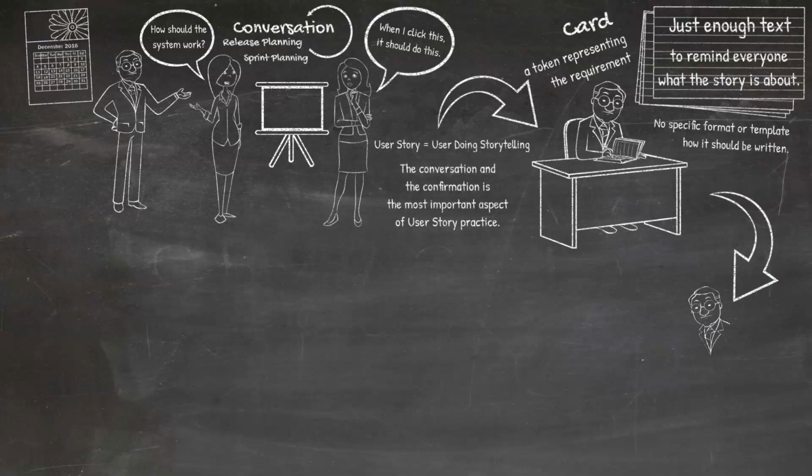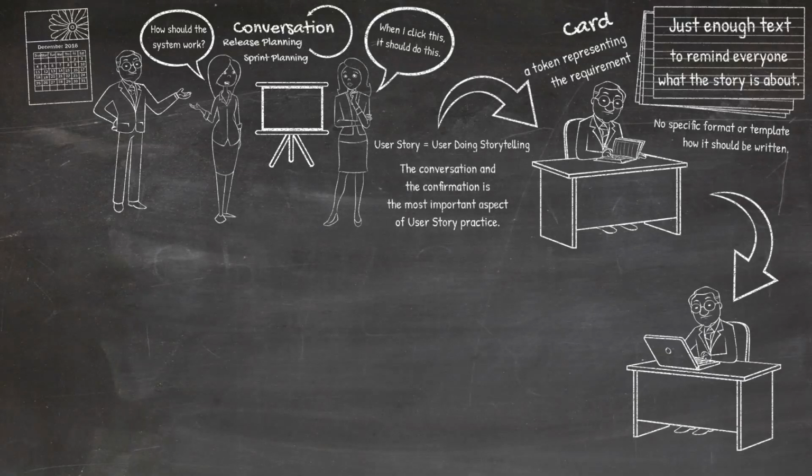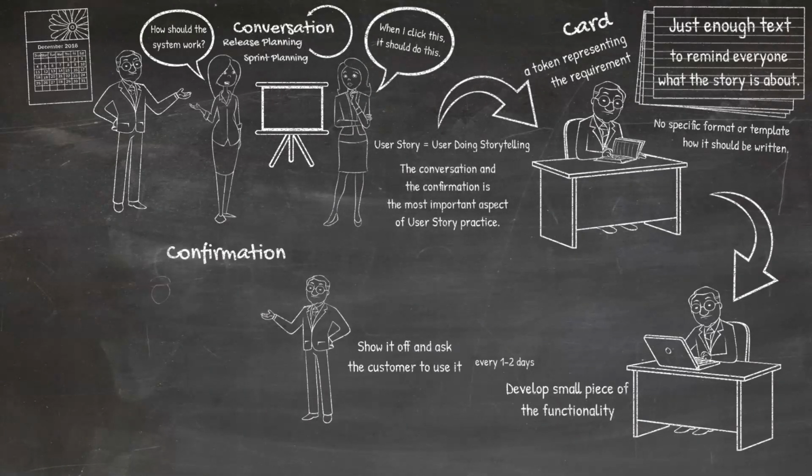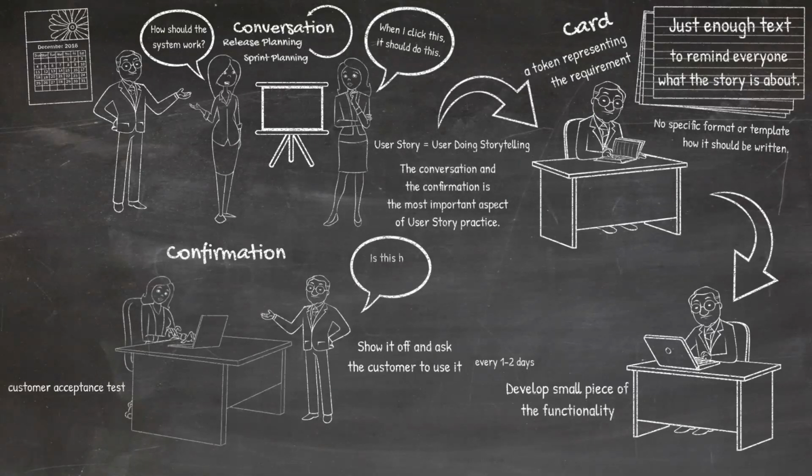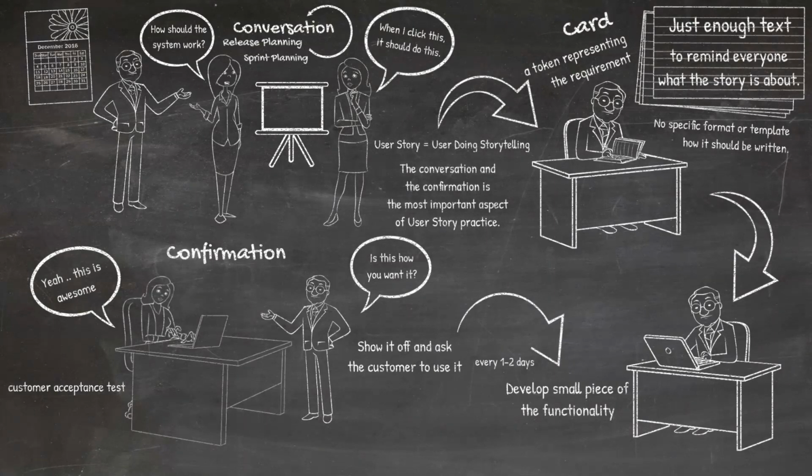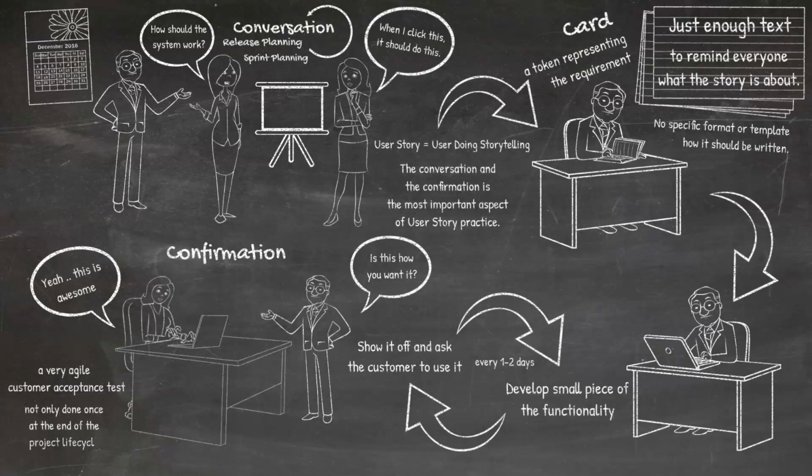Based on the conversation the developers had with the customers, they will develop a small portion of the functionality within 1 or 2 days and then show it off to the customers to get confirmation. Oftentimes, Ron Jeffries said that this works like an acceptance test, and if the customer confirms it, the developers will move on to work on the next card. Can you imagine that? An acceptance test every 1 or 2 days? It's very agile. Compare that with the project management model where the acceptance test is only scheduled and done once near the end of the project.